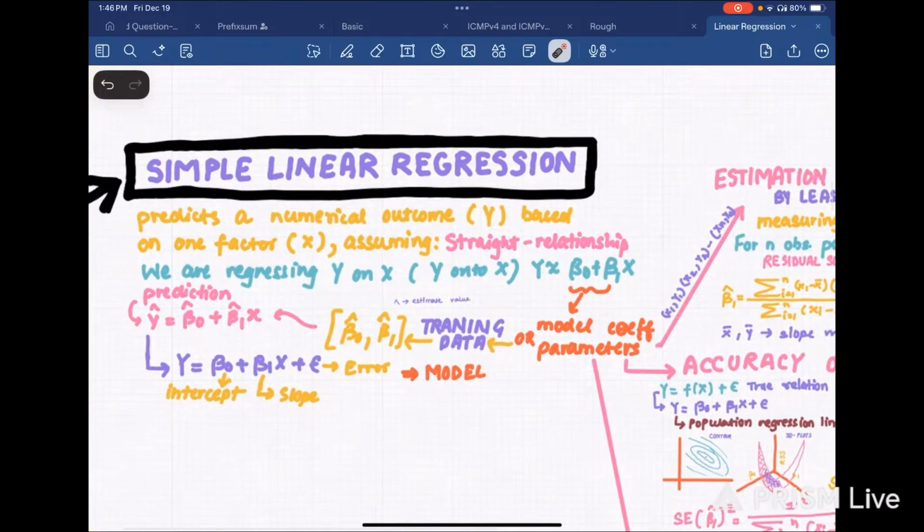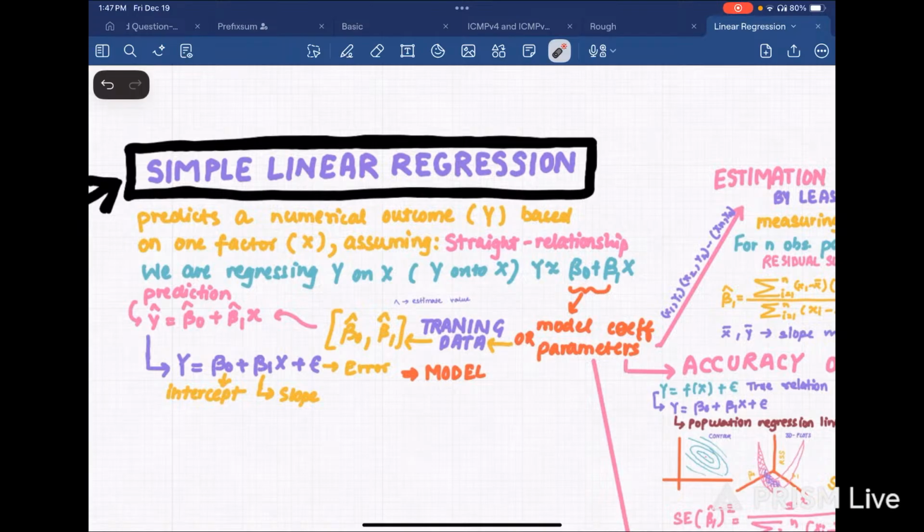The start of this is pretty simple. What I have written is that it predicts the numerical outcome of y based on one factor x using a straight line. So we know that we are forming a straight line here. We are regressing y on x, y onto x, and this is the mathematical part. The y onto x function is written here. So this is the relation part of that. So in simple regression, y is onto x, and you should know about this as one of the important concepts.